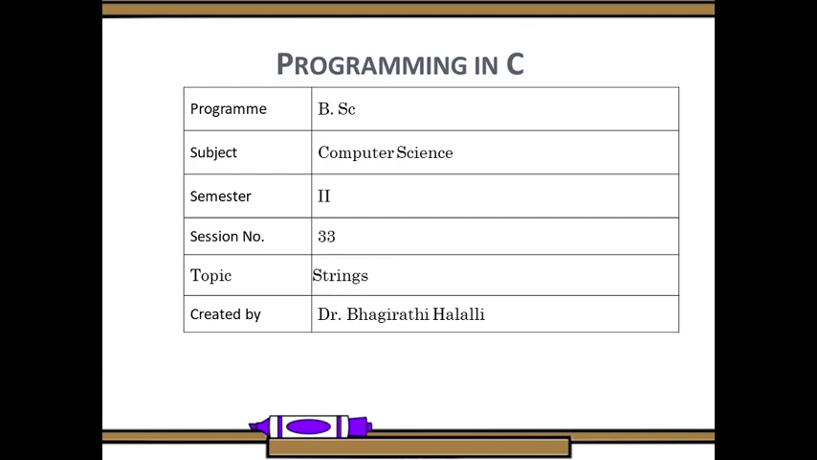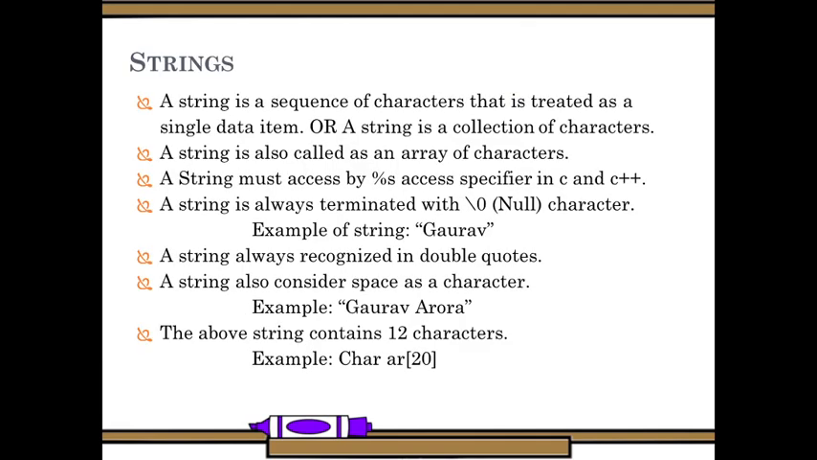Let us start with the definition of a string. What is a string? A string is a sequence of characters that is treated as a single data item, or a string is a collection of characters. So you can consider a string as a sequence of characters, like 1 2 3 4. String is also called an array of characters.